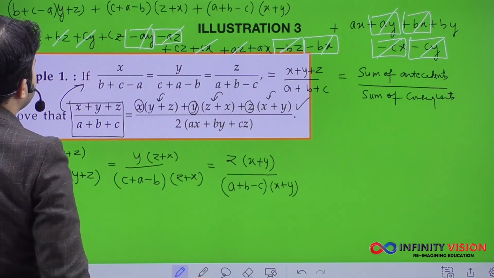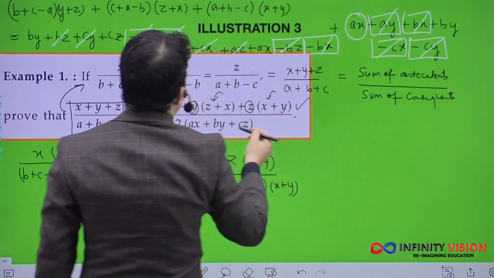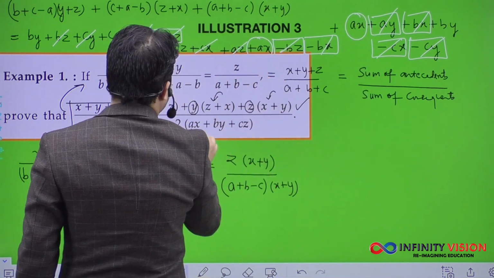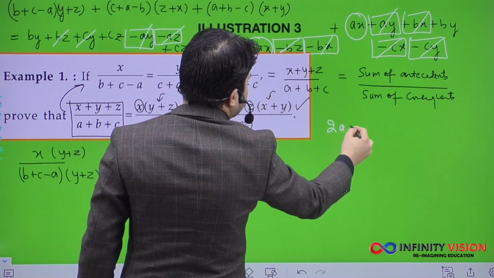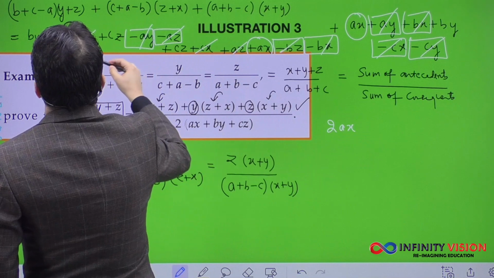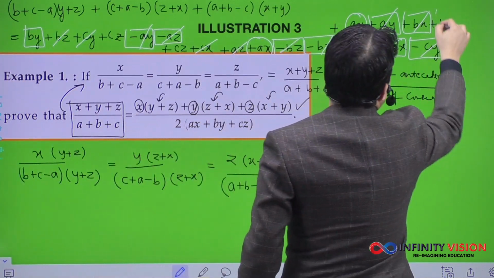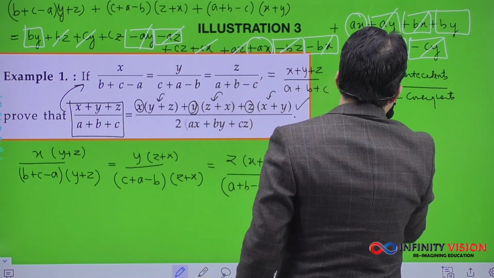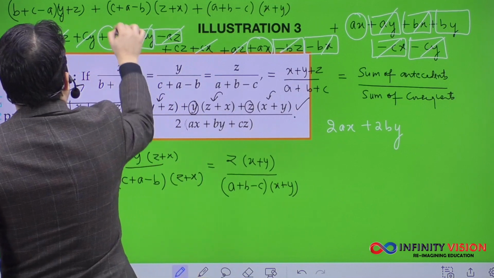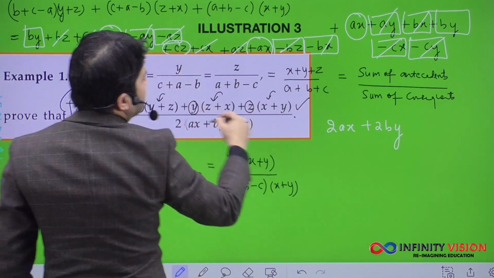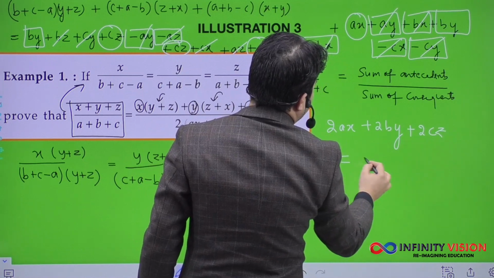Now you will notice how many ax you have. You have one ax and one ax. That makes it 2ax. You have one by, and then you have one by. That makes it 2by. And then you have one cz and then one cz. You have 2cz, which is nothing but your denominator.